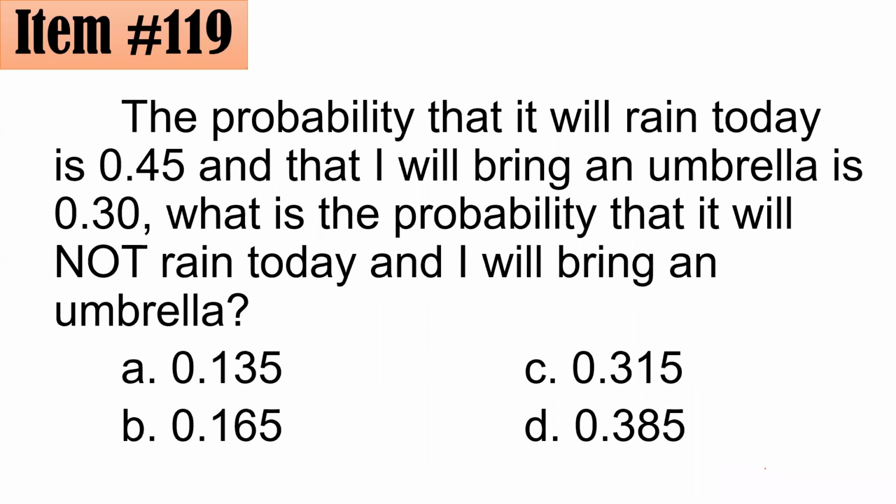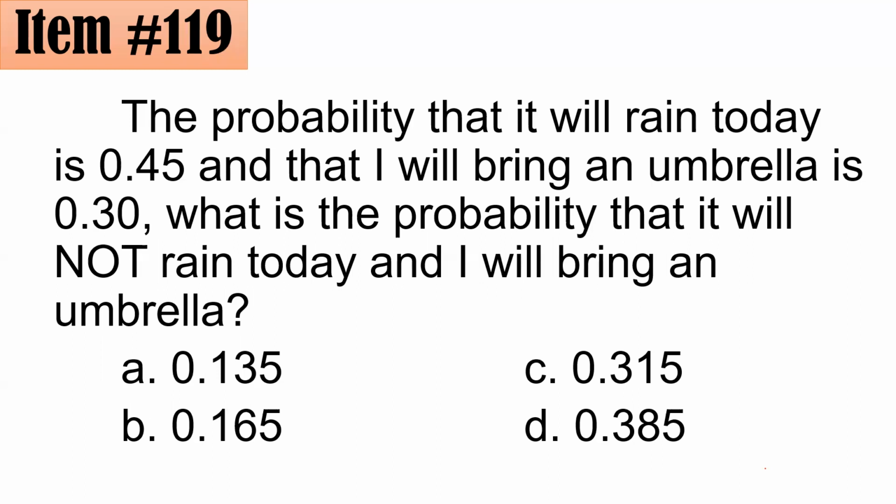The probability that it will rain today is 0.45. And that I will bring an umbrella is 0.30. What is the probability that it will not rain today and I will bring an umbrella? Is it A, 0.135, B, 0.165, C, 0.315, or D, 0.385? Take note po ha, uulan, pero hindi magdadala ng umbrella.